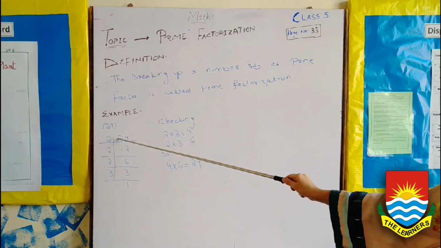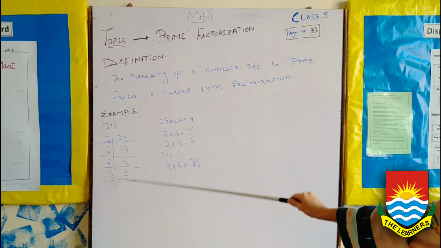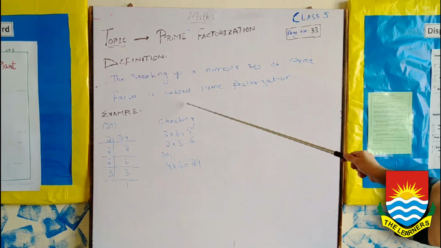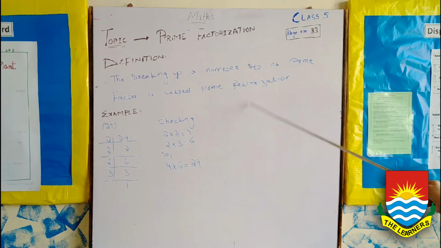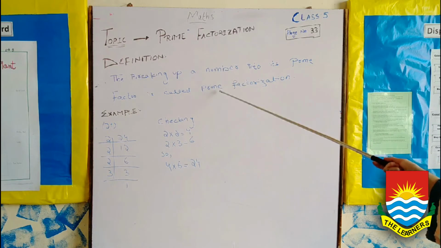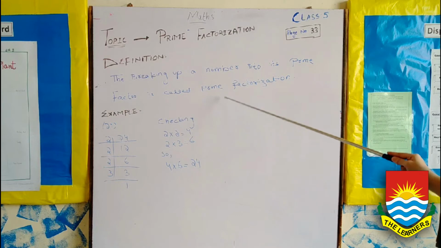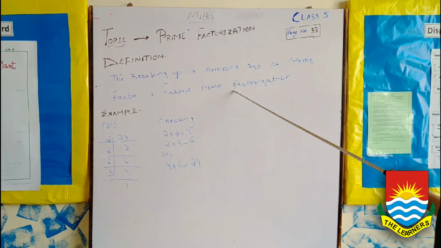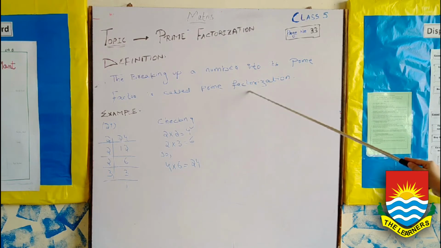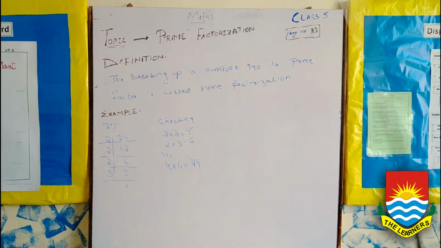So this is the big number and this is the small number. 24 is the big one and 1 is the small one, so we divided 24 into smaller numbers. This is called prime factorization. How does prime factorization help us? It helps us find the HCF and LCM of large numbers very easily. So this is the definition of prime factorization.